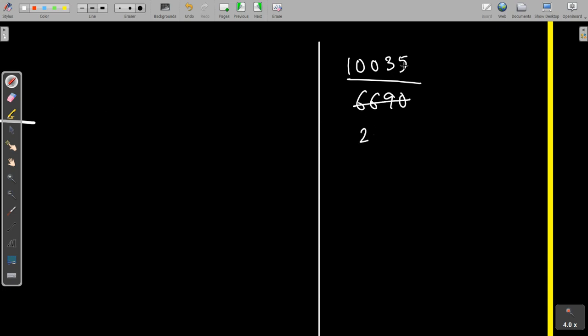3 times 2 is 6, 3 times 3 is 9, 0. 3 times 3 is 9, 3 times 4 is 12, 3 times 5 is 15. Now we'll divide it by 5. So 5 times 4 is 20, 5 times 6 is 30, 5 times 9 is 45.